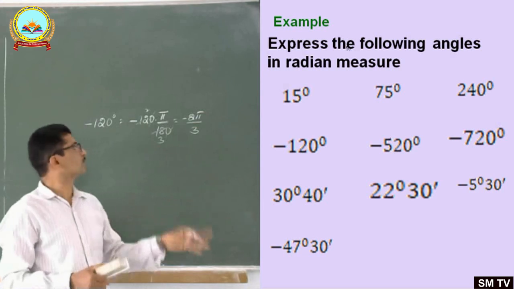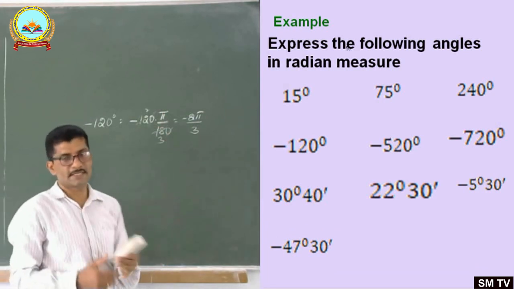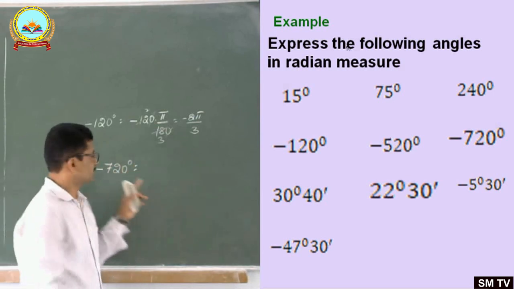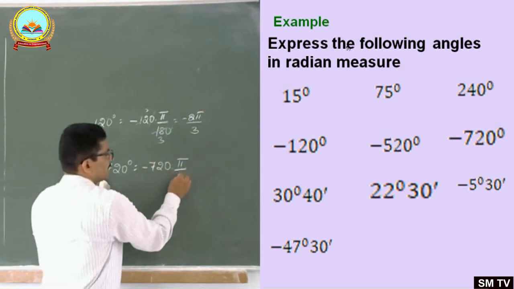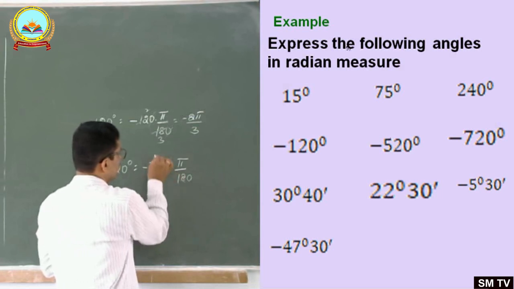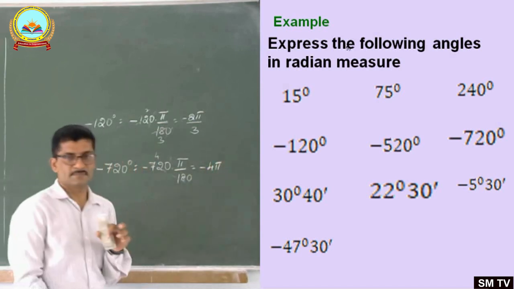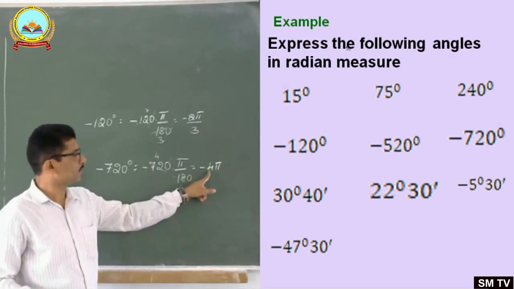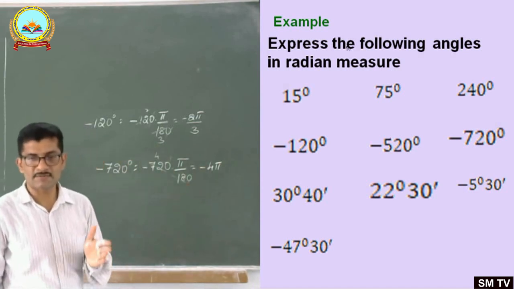Whether it is positive or negative, multiply these terms by the conversion factor pi divided by 180 degree. For example, minus 720 degree is converted into radian measure: multiply minus 720 by pi divided by 180. The zeros cancel, 18 1s, 18 4s. It means minus 4 into pi, minus 4 pi radians. So minus 720 degree is equal to minus 4 pi radians. Similarly you get minus 520.